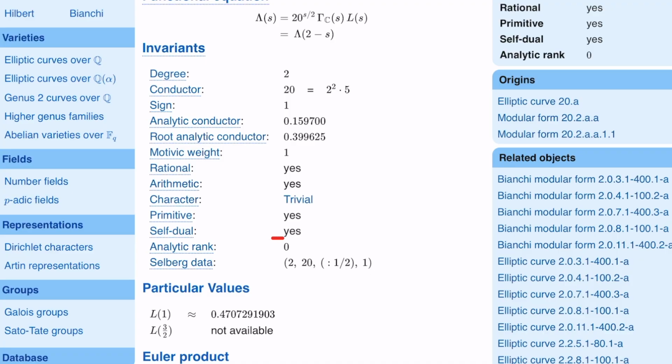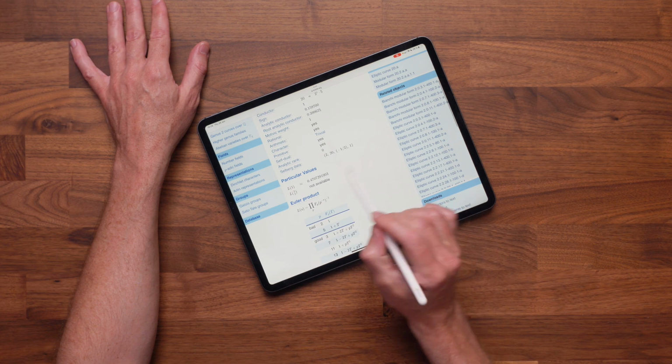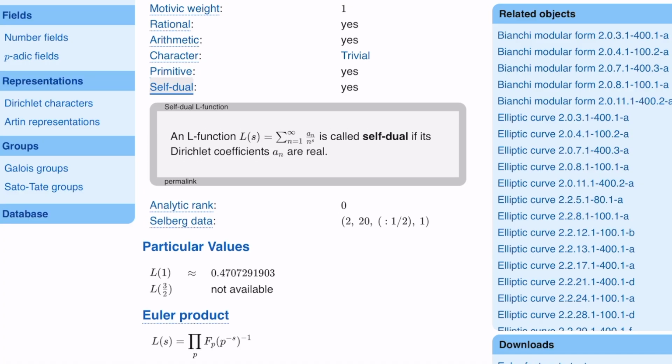Is it self-dual? Yes, it is. Is it rational? Yes. Arithmetic? Yes. Primitive? Yes. And a nice thing about the LMFDB is that you can click on any of these words and an explanation appears.